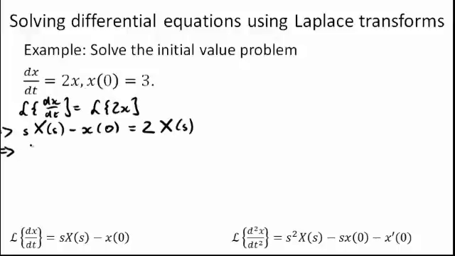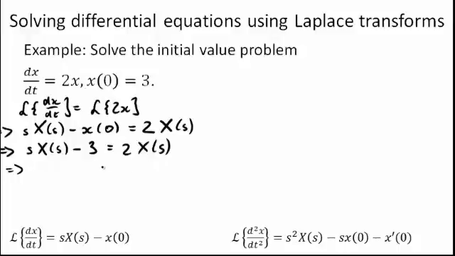Now, if I simplify this further, sX(s) minus, what is x of 0? Well, that's given as 3. I'll put a 3 in here, and that is equal to 2X(s). Now, I have an equation in s and in X(s), which I'm going to solve for X(s), because that is the solution I'm after in the frequency domain. So how do I do this?